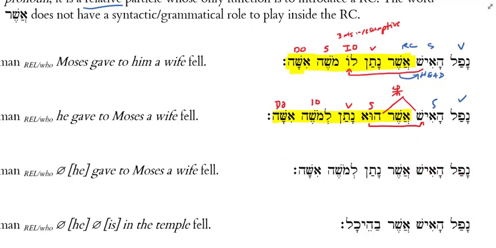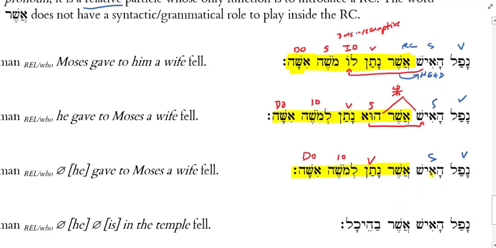Next, nafal ha'ish. There's my main clause. Verb, subject, the man fell. But what about this man? Look at what I have. Asher Nathan LeMoshe Isha. Where's the verb of the relative clause? Nathan. Good. What's the indirect object? LeMoshe. What's Isha's role? Direct object. Great. Who is the Asher clause, the relative clause, modifying? Well, it's modifying Ha'ish, the man, right?